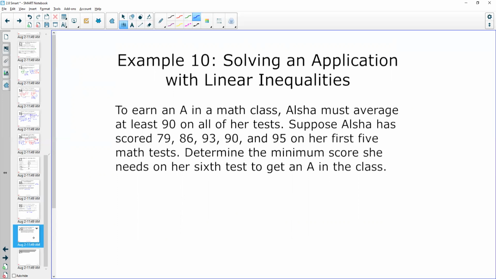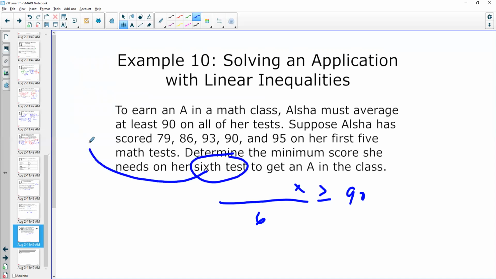Well, we know A is a 90. So the scores have to be greater than or equal to 90. And when we find an average, we add the things up and we divide by 6. But we only have 5 tests. So there's one missing. We're going to make that X. Her 6th test is what's going to be X. So we'll add up all the other scores, 79 plus 86 plus 93 plus 90 plus 95 plus X. Divide by 6 is greater than or equal to 90.